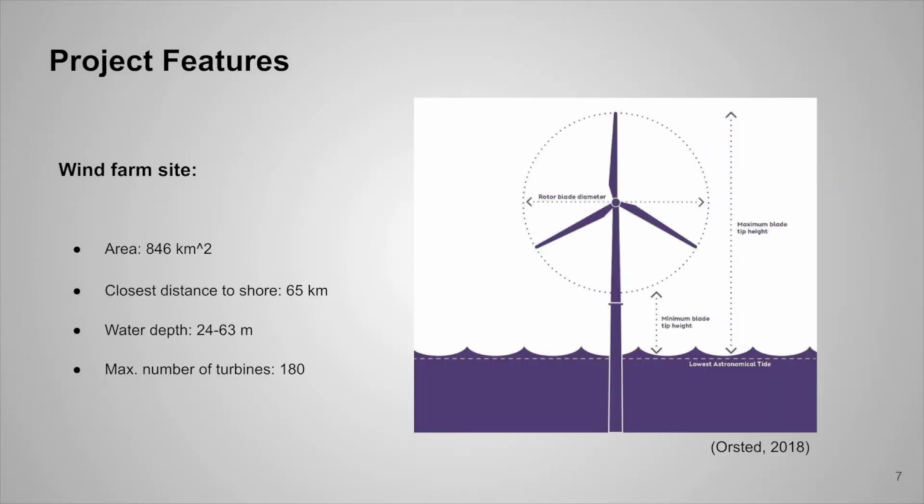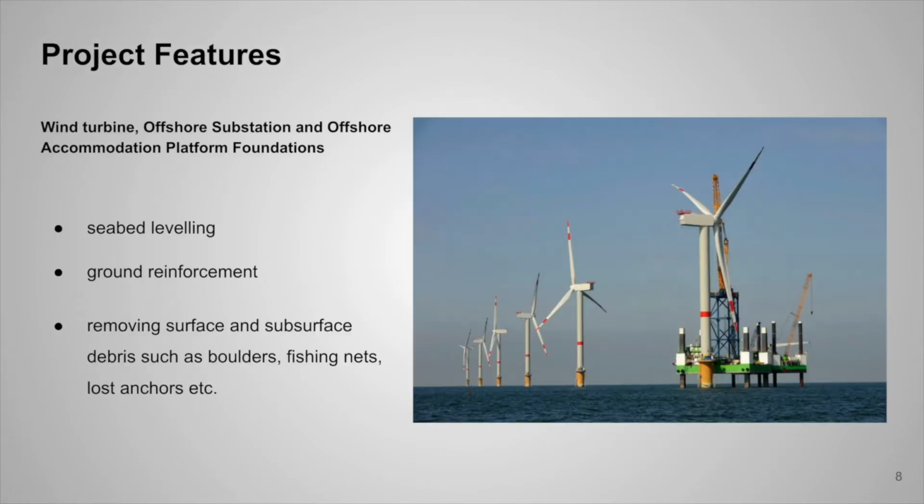The wind farm site area of Hornsea 4 covers 846 square kilometers. The closest distance to the shore is 65 kilometers, and the water depth is between 24 and 63 meters. It will have a maximum number of turbines of 180. The wind turbines, offshore substation, and the offshore accommodation platform foundations may include seabed leveling, ground reinforcement, and also the removing of surface and subsurface debris such as boulders, fishing nets, lost anchors, etc.